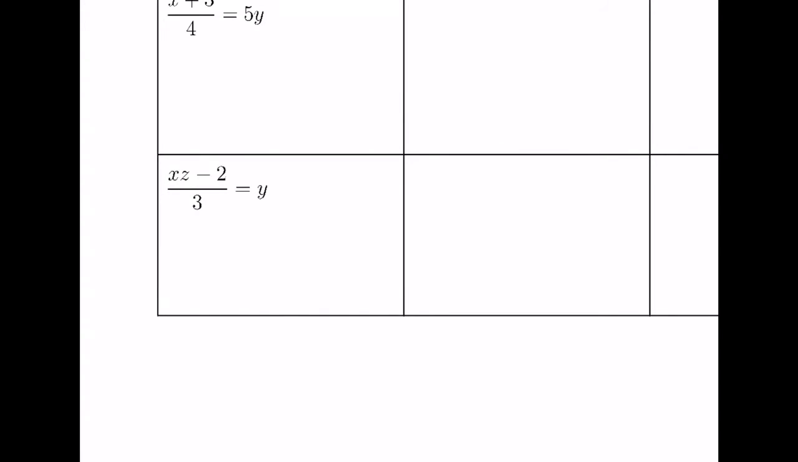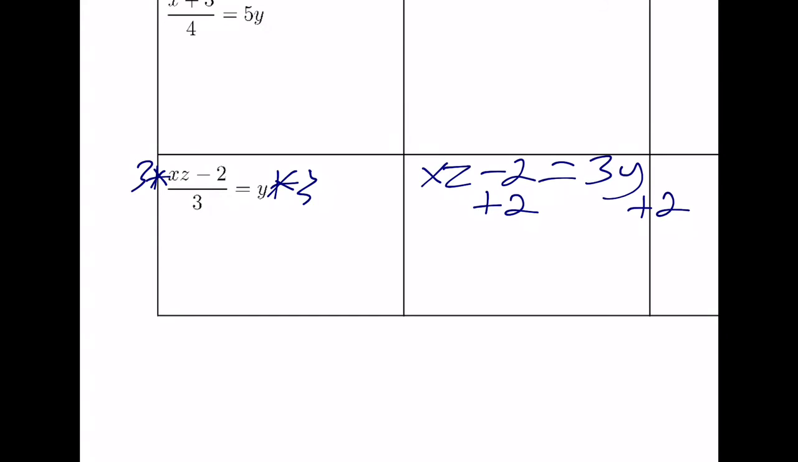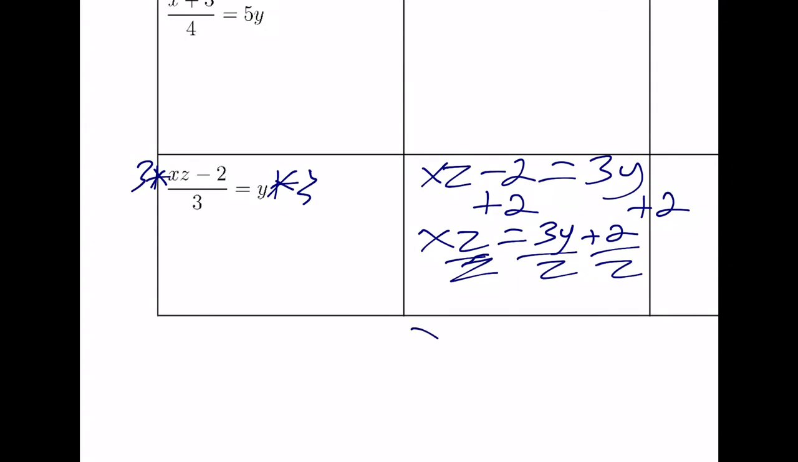Skipping down to the last row, the first thing I'm going to do is multiply everything by 3 on both sides. And this gives me xz minus 2 is equal to 3y. If I want to get x by itself, I'm going to add 2 to both sides. So I have xz is equal to 3y plus 2. Then I'll divide everything by z. And I have x is equal to 3y divided by z plus 2 divided by z.